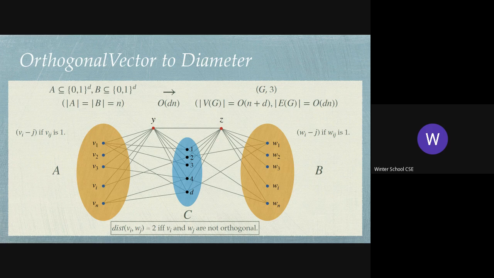Suppose V3 and W2 are orthogonal. Still you can reach in 3 steps. From V3 you can go to Y, from Y you can go to Z and then to W2. So now we can say the following: the diameter of G is equal to 3 if and only if there exists a pair of vertices which are orthogonal.